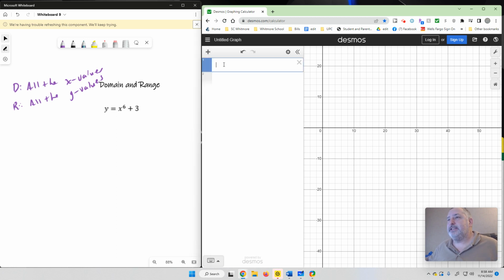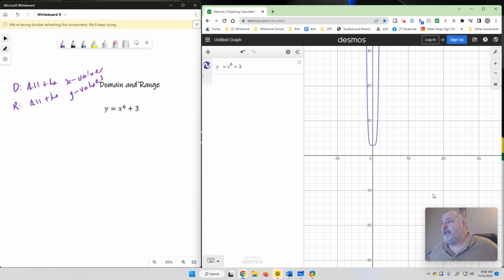You're asked to use Desmos to include a graph. I would actually draw the graph first. That way it'll help you identify what the domain and range are. So here's the first function. I've got y equals x to the sixth plus 3. So there's my function. So there's the graph.